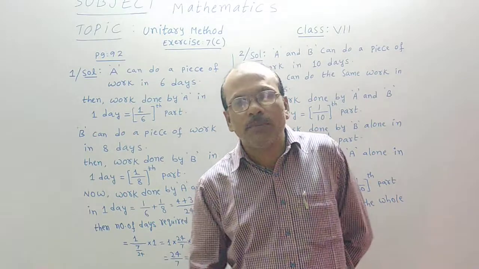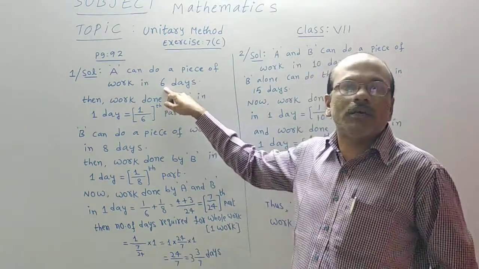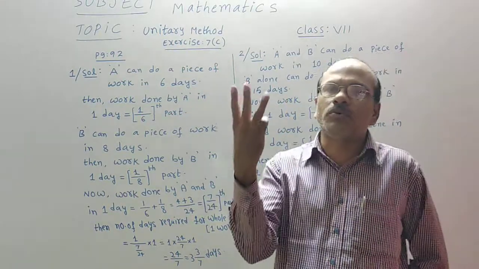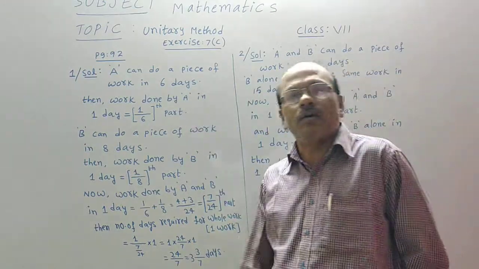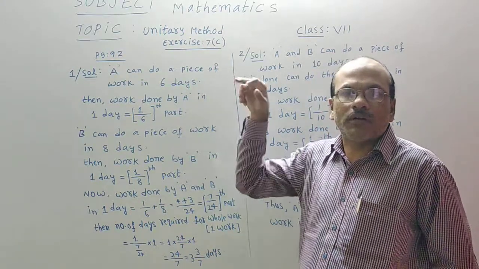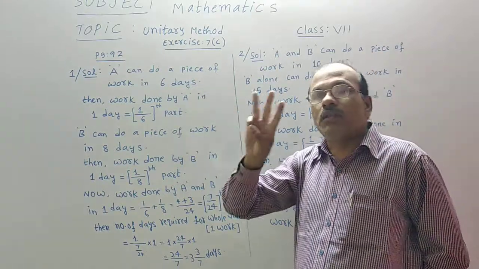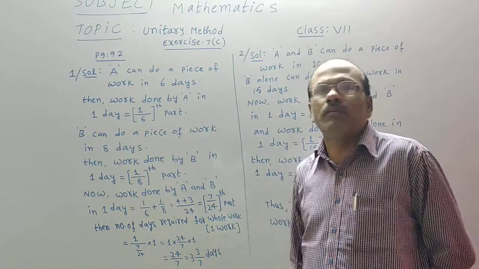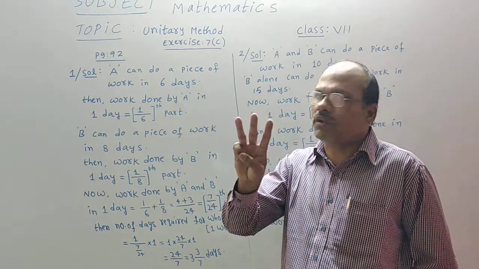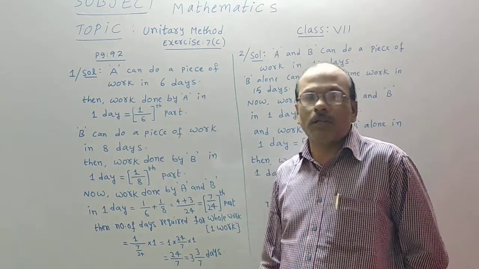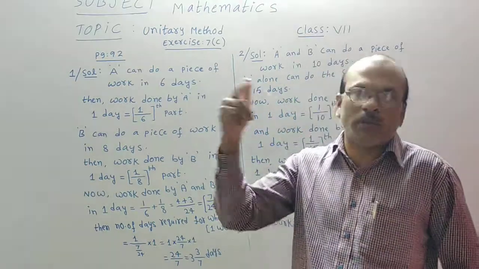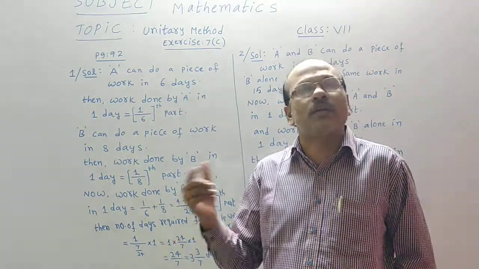Let me tell you, the total time required to complete the work is 6 days. Suppose 3 days are worked. Half of the work will be finished, no? Because the full work will be finished in 6 days. How can we get that half of the work is finished? 3 days are finished out of 6 days. That means 3/6. If we cancel, 3 ones are 3, 3 twos are 6, so 1/2. 1/2 is nothing but half of the work completed.